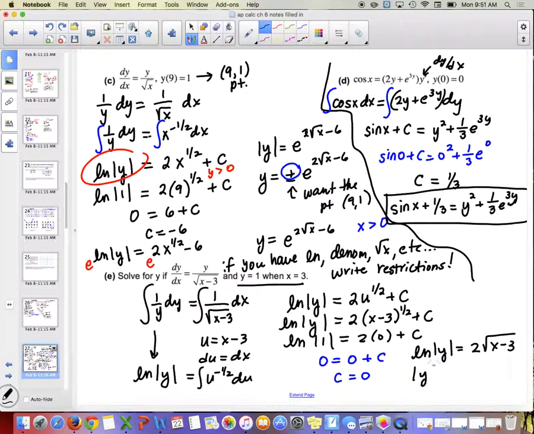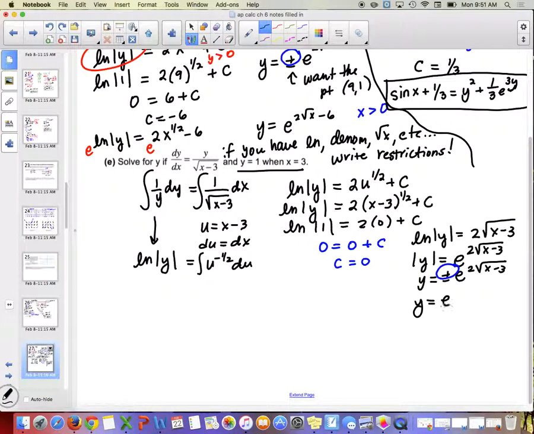So we have the absolute value of y equals e to the 2 root x minus 3. And then we choose our plus or minus. Yeah, we want to be able to plug in 3 and get positive 1 out. So that should be plus. So it's going to be y equals e to the 2 root x minus 3, like that. Lovely. Yeah, you would need to write somewhere x is greater than 3. Can x equal 3? No.